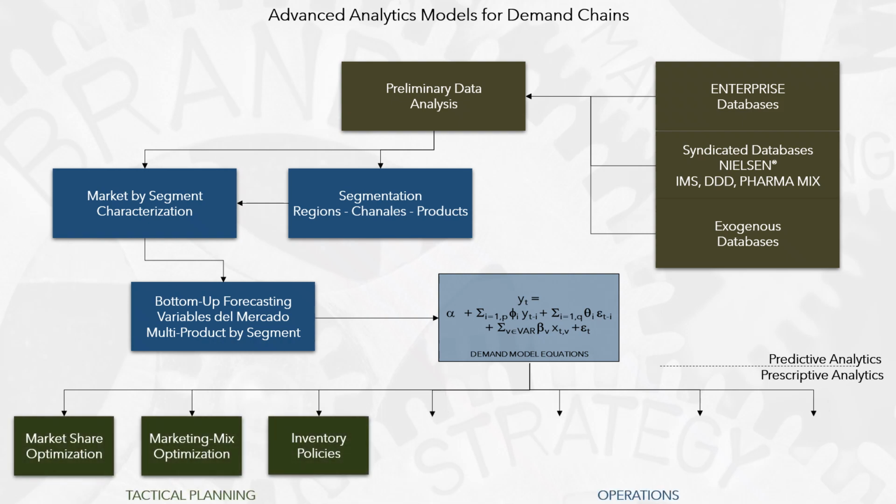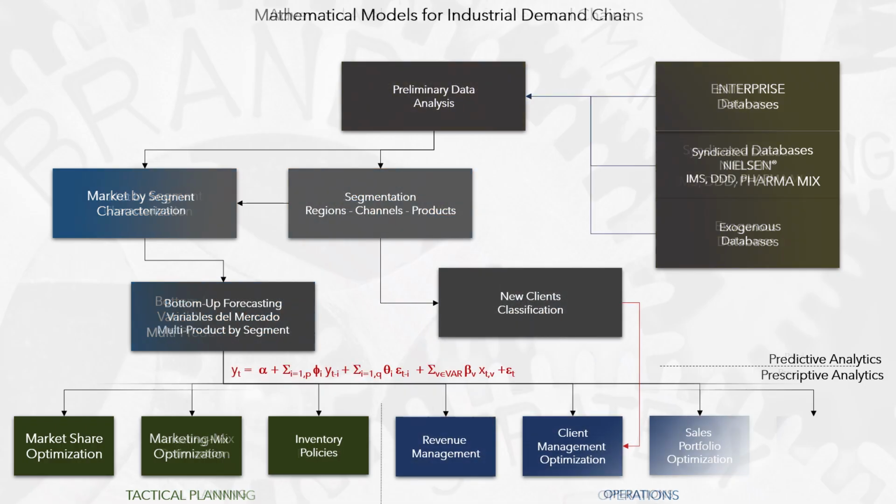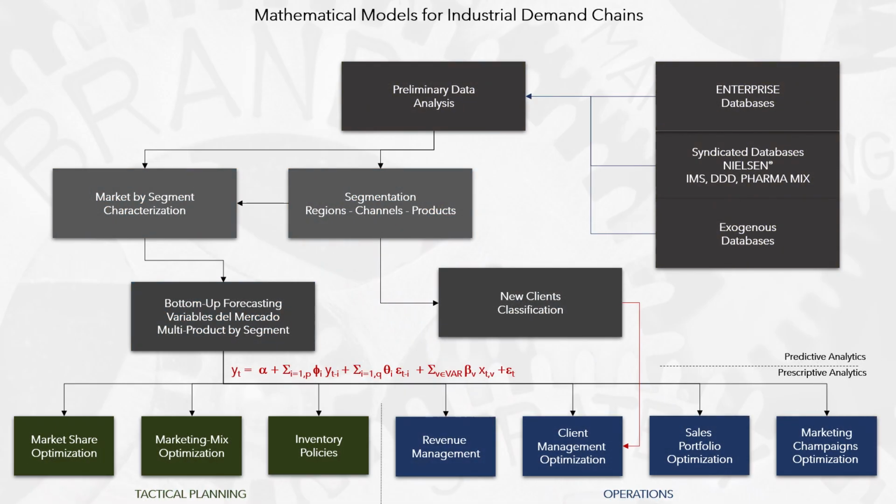In scientific marketing, there are many decisions that are based on optimization models. In the tactical planning stand out market share optimization, marketing mix optimization, and inventory policies. In operational decisions they stand out revenue management or optimal pricing, optimization of customer management, optimization of the sales pipeline, and marketing campaign optimization. These models can have a version of tactical planning, which sets operational goals.